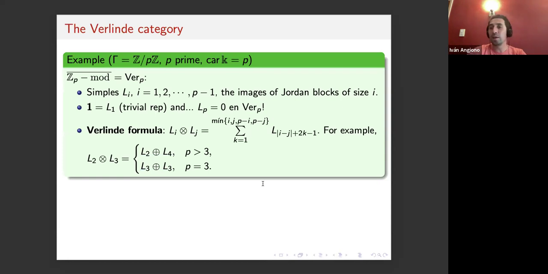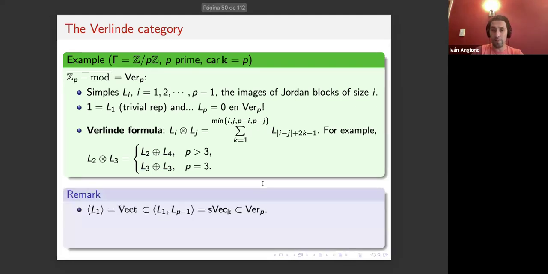I presented in a few slides before that this Verlinde category is bad for these symmetric tensor functors. Let me show you why.